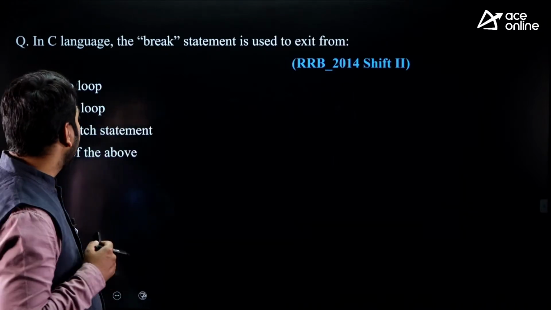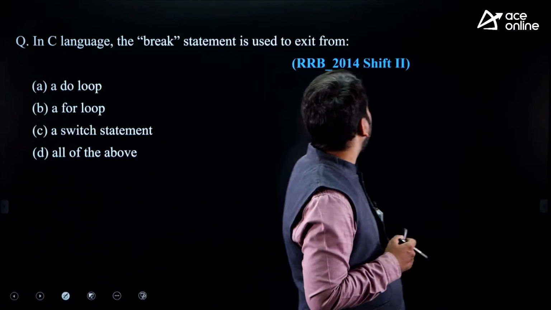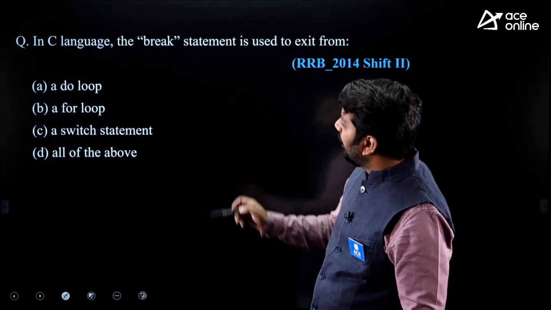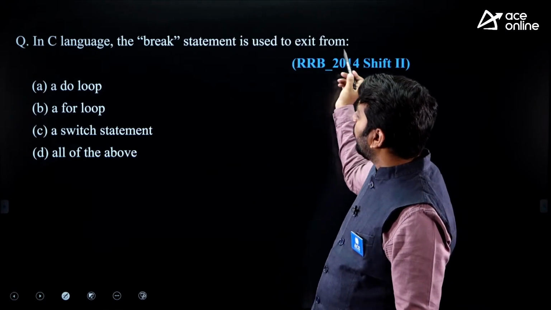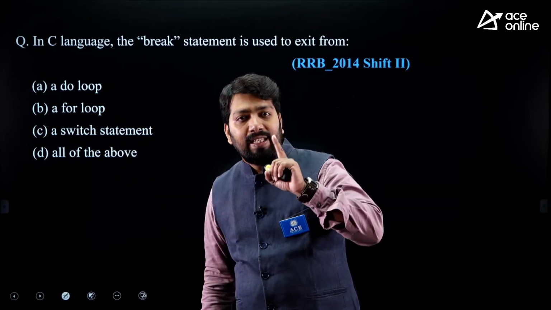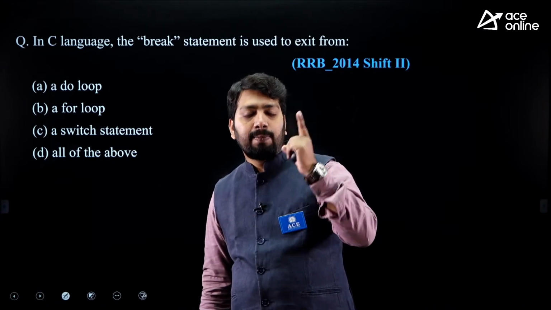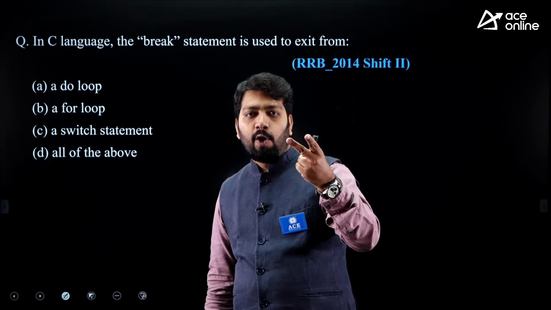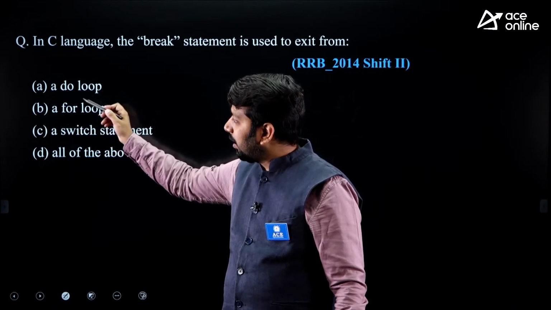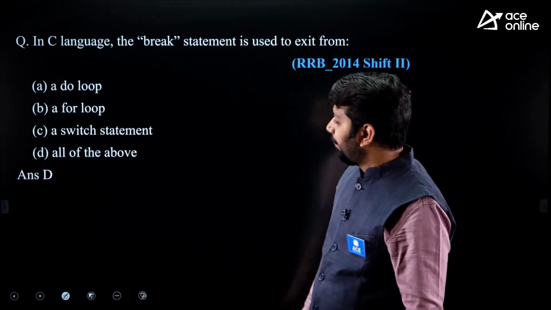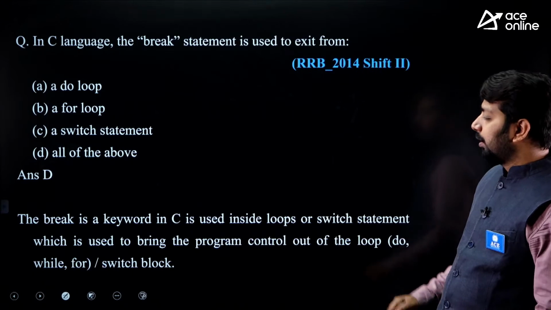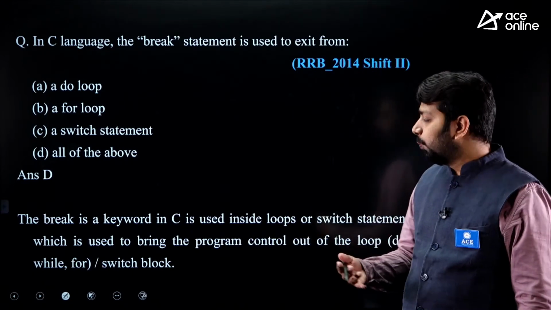Okay. Our next question. In C language, the break statement is used to exit from a do loop, for loop, a switch statement, all of the above. The break statement can be used in any kind of loop. That means do while, for, while loop, or all of the above. It might be a typing mistake. So the answer is all of the above. So the break keyword can be used only either in the loop or switch, and it will take you outside the body of the loop and switch.